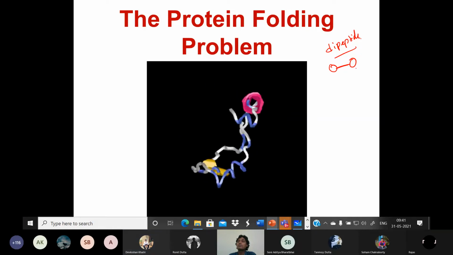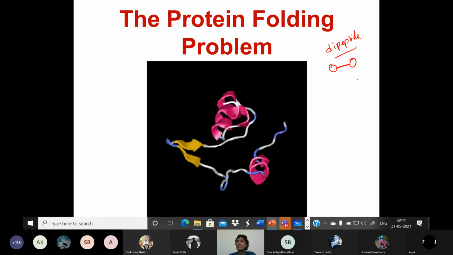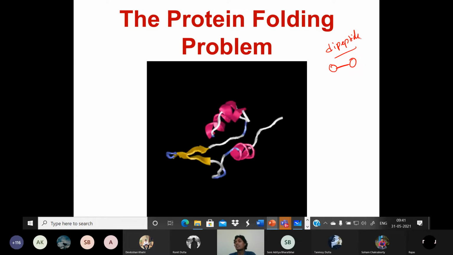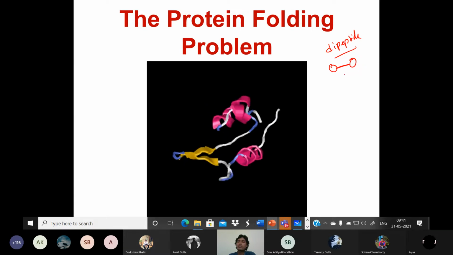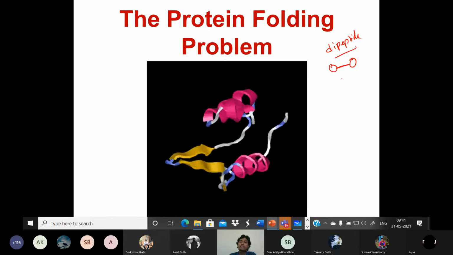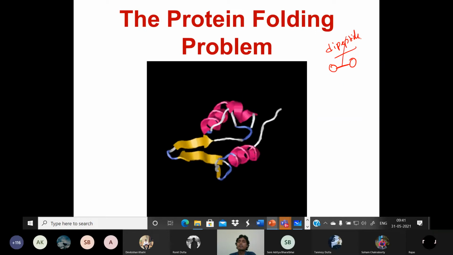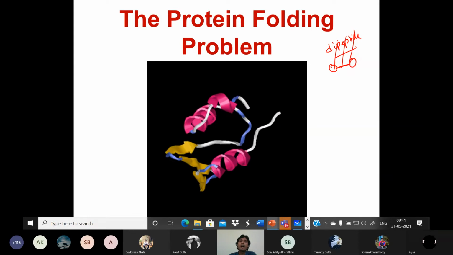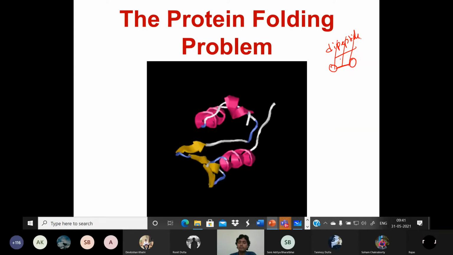Not that 2 peptide bonds are there, right? Tripeptide means 3 amino acids, 2 peptide bonds. So this is a little bit confusing, that's what I'm saying. So just remember this: dipeptide, tripeptide. So now the protein folding problem.